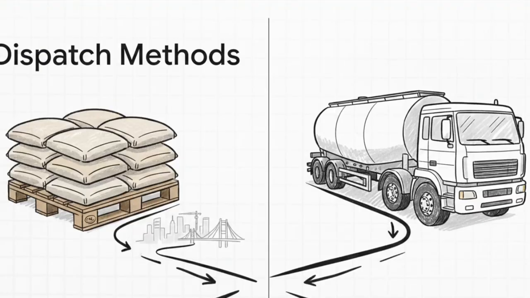When it's finally time to leave the factory, there are a few primary dispatch methods. For smaller projects or retail, the finished cement is packed into those familiar 50-kilogram bags. But for major infrastructure projects, it's loaded directly into massive bulk tankers. From the plant, these trucks hit the highway, delivering the cement directly to construction sites globally to become the buildings, bridges, and roads we all rely on every day.